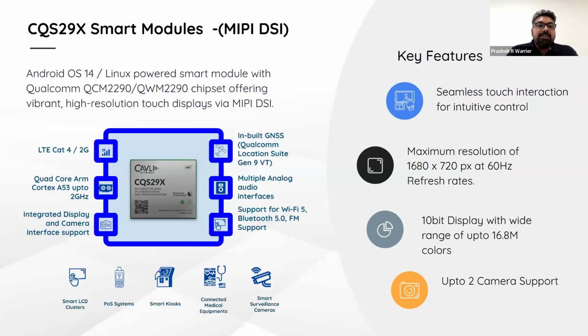So the QWM2290 version of the module is the CQS 291 and 292, which comes with the Android version of LA 2.1 with the Qualcomm middleware supporting two-wheelers and four-wheelers. The 292 series of this particular module also comes with L5 support for GNSS, so it can have L1 plus L5 for GNSS.